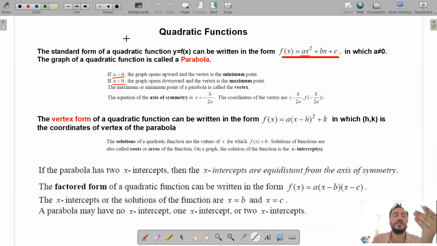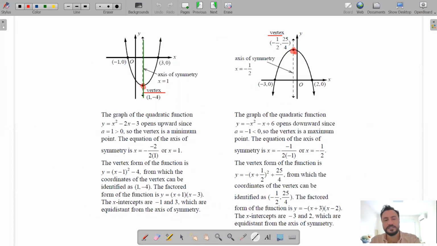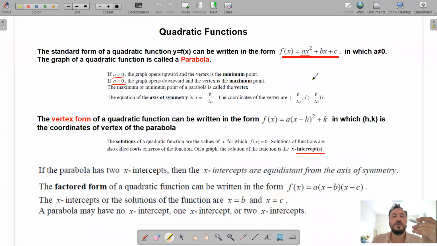Another important feature that we need to recognize on the parabola are the x-intercepts. What are the x-intercepts? The x-intercepts of a parabola usually are two, and are the points passing through the x-axis. Now that we have recognized all the main points regarding a parabola, we also need to discuss two other types of formula for a quadratic function.